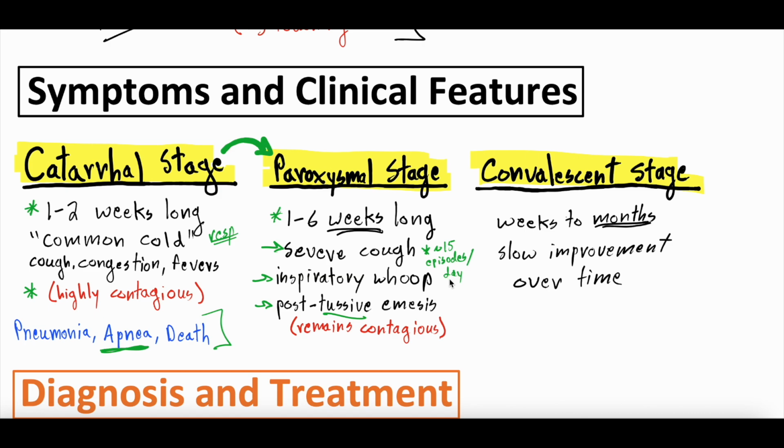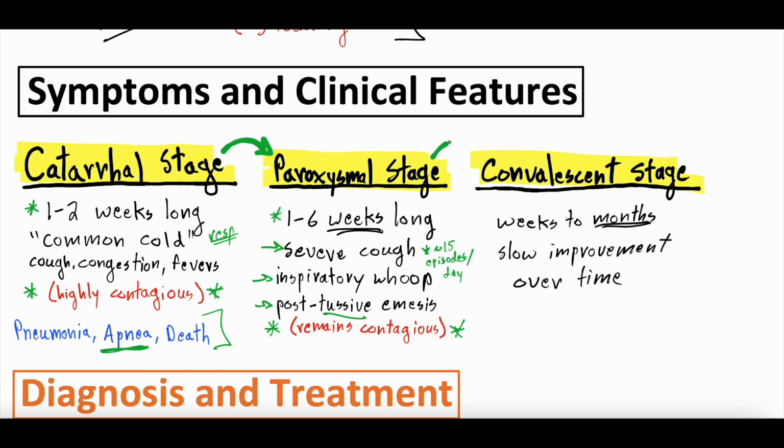And again, this can happen 15 episodes per day, where you get these huge, incredibly severe coughing episodes, inspiratory whoops, post-coughing vomiting, and you still remain contagious, a little less contagious than this initial catarrhal stage, but you still remain contagious.